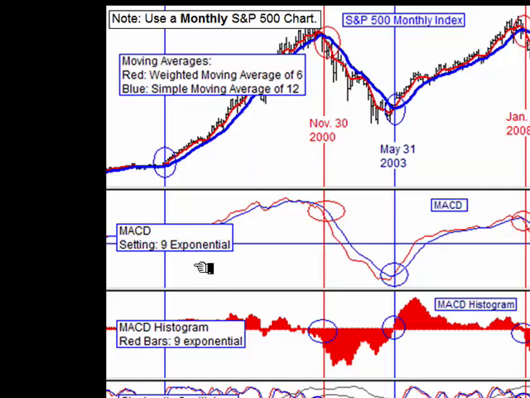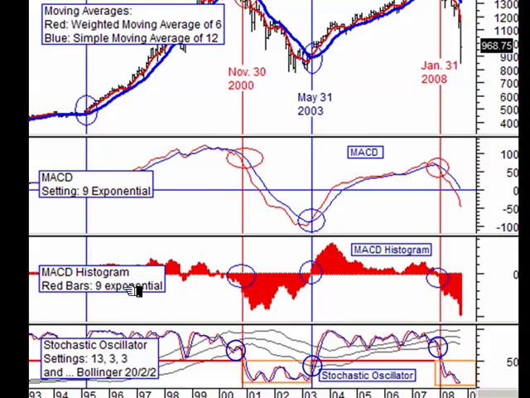The MACD indicator is a simple standard setting of 9 exponential. The MACD histogram is a setting of 9 exponential, which is a very standard setting. The stochastic oscillator is a little bit different with a setting of 13, 3, and 3, and with the Bollinger Band being 22 and 2, which is a standard setting. It's that simple, not complex, and all the signals are confirming each other when you use them.